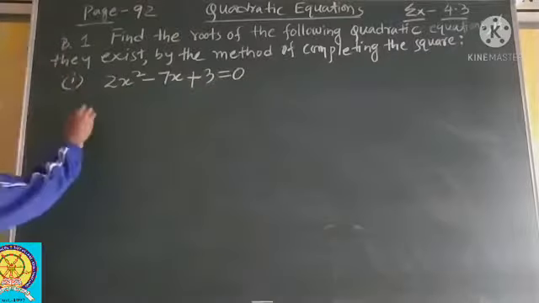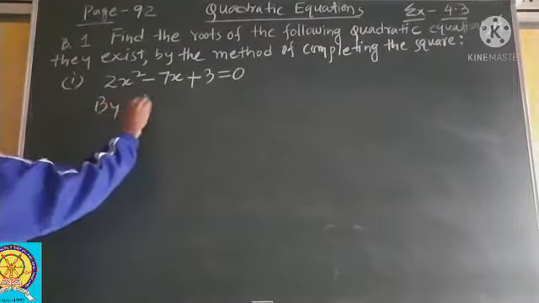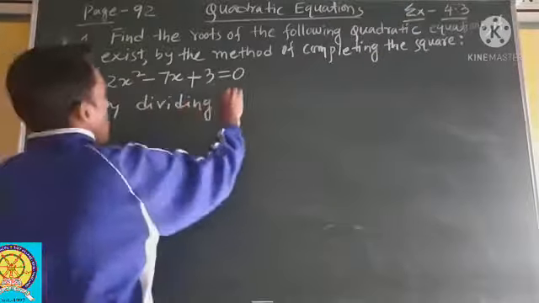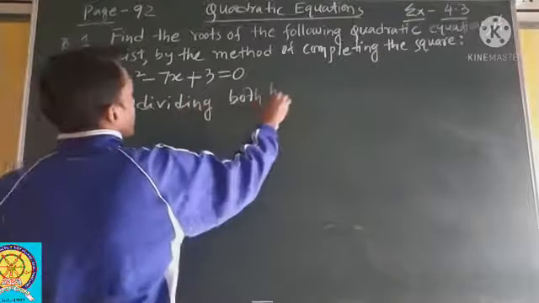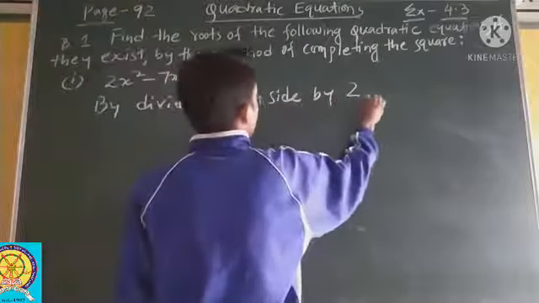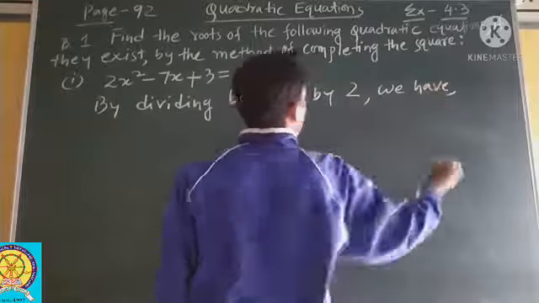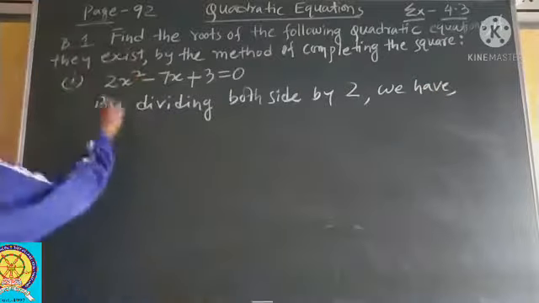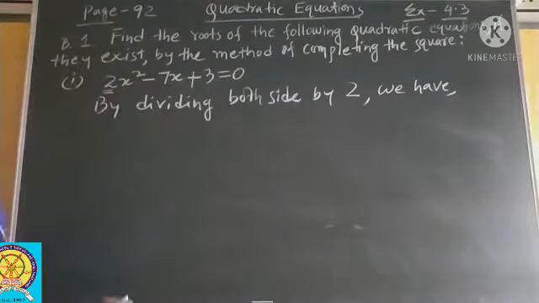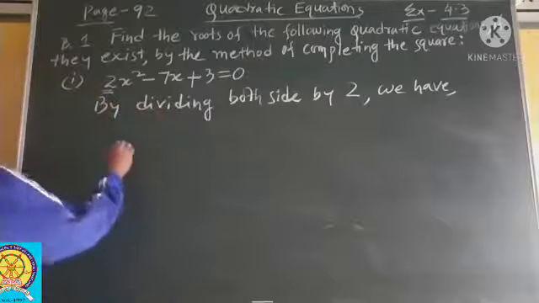So first of all, by dividing both sides by 2, we have... why do we divide by 2? You see the coefficient of x squared, how much? 2. So you have to divide the equation by 2.